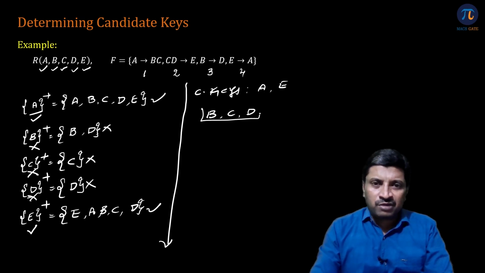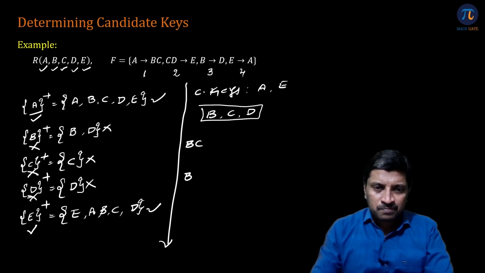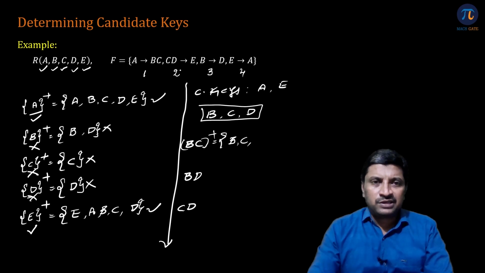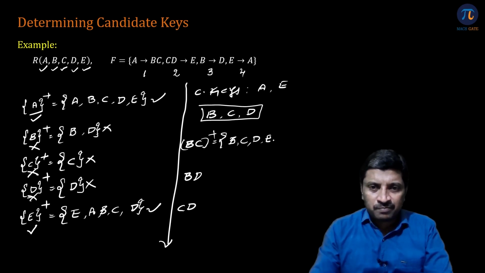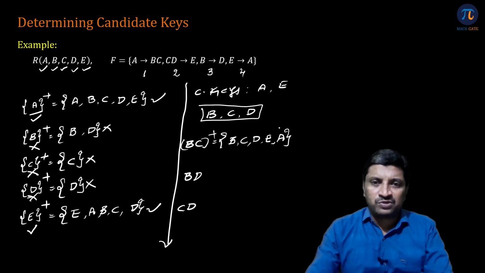Now we need to form 2 element sets by using only these 3 attributes. What are the possibilities? BC, BD, CD. What is the closure of BC plus? With B comma C we can get B comma C. Anything else? With B we can get D. Then by using C comma D we can get E. By using 4 we can get A. We got all attributes. So this is a candidate key.